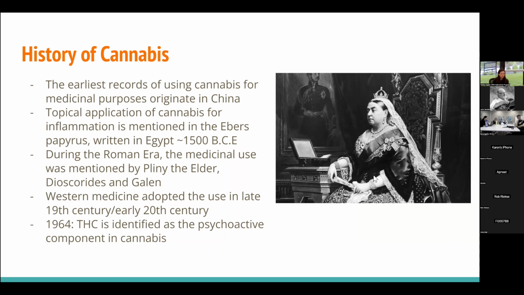All right, more of the history. When did it start being used for medicinal purposes? The earliest records date from China, and there's some evidence in ancient Egypt too of the use of medical cannabis. In the Ebers Papyrus, which dates from about 1500 BCE, they document the topical application of cannabis used for inflammation. The Ebers Papyrus is an ancient Egyptian papyrus of herbal knowledge that dates from this time period, and it's the oldest and most important of the medical papyri in Egypt.